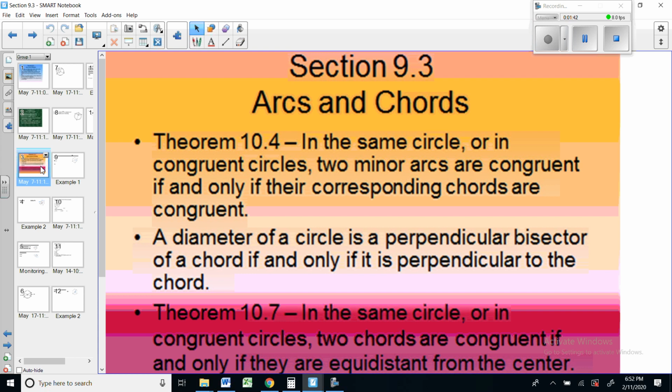Okay, a couple theorems here. Theorem 10.4 says in the same circle or in congruent circles, two minor arcs are congruent if and only if their corresponding chords are congruent. And we'll take a look at how that applies here in a little bit.